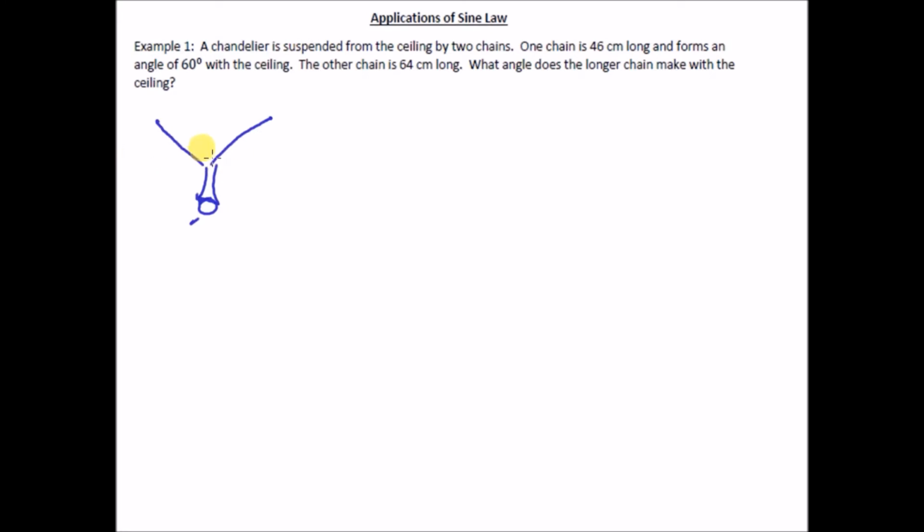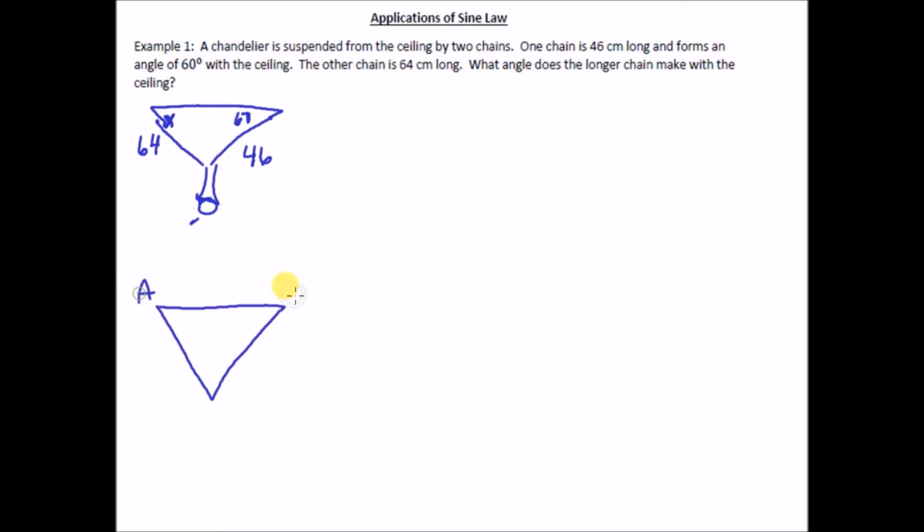One chain is 46 centimeters long, doesn't matter which one, and forms an angle of 60 degrees with the ceiling. The other chain is 64 centimeters long. What angle does the longer chain make with the ceiling? So what we're actually looking for right here is, let's just call it X. So let's redraw this just as a triangle.